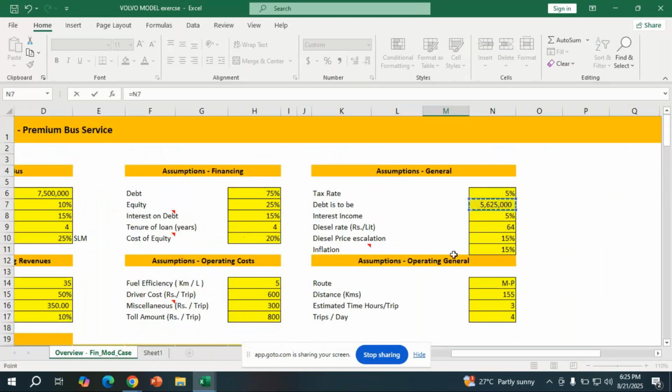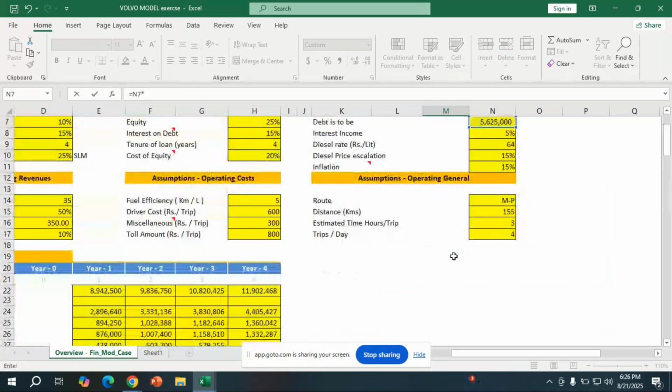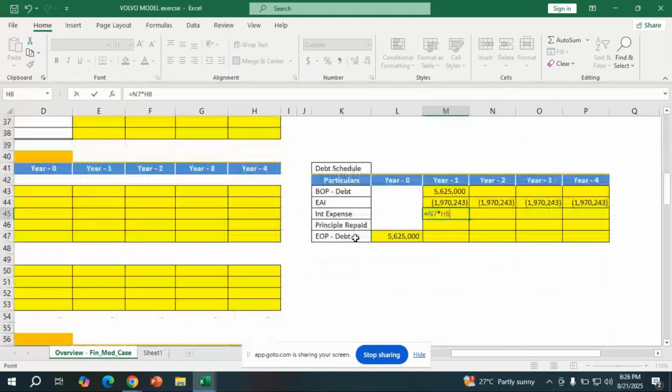Your debt loan into what is the interest? Interest on debt is 15%. So you should be able to get 8,43,750. Okay, so your debt, your loan amount into the interest rate, N7 into H8. Okay. So like this, you're going to get the interest expenses.